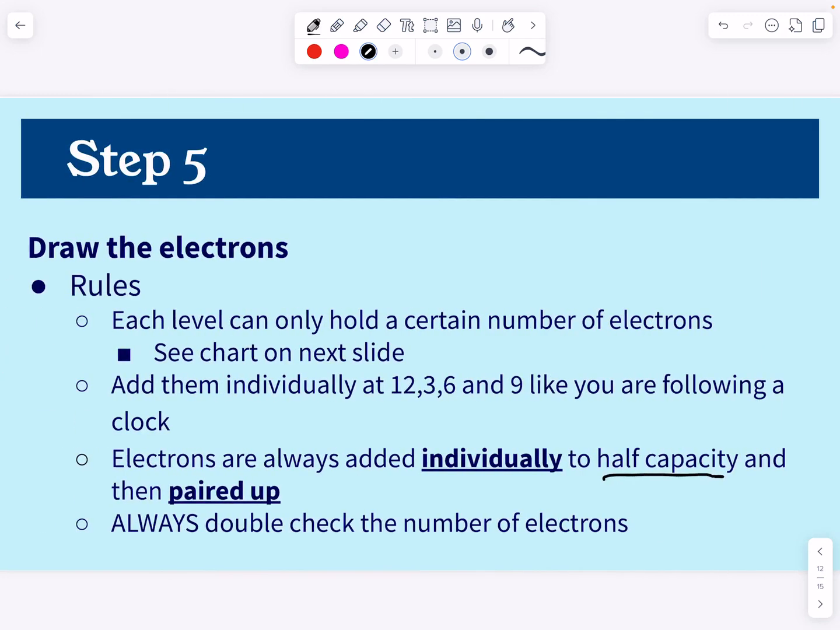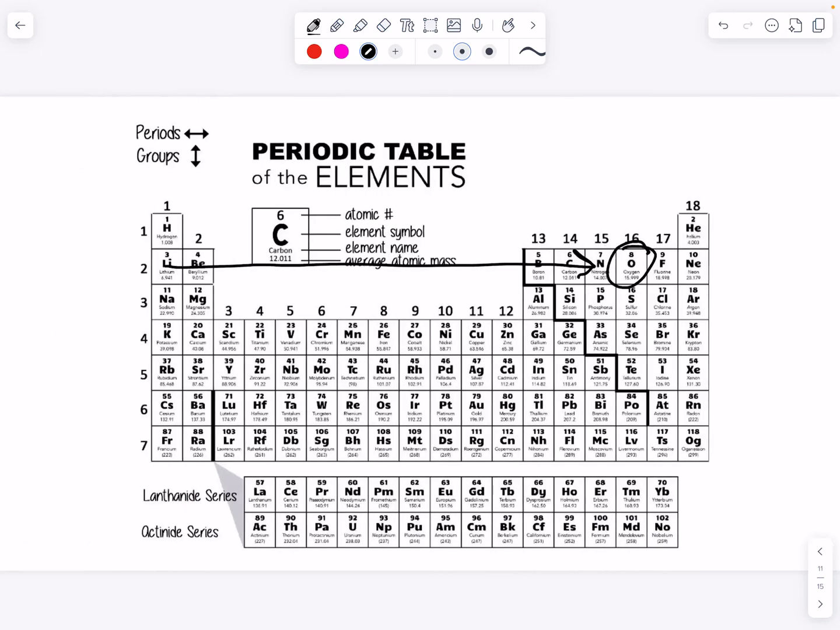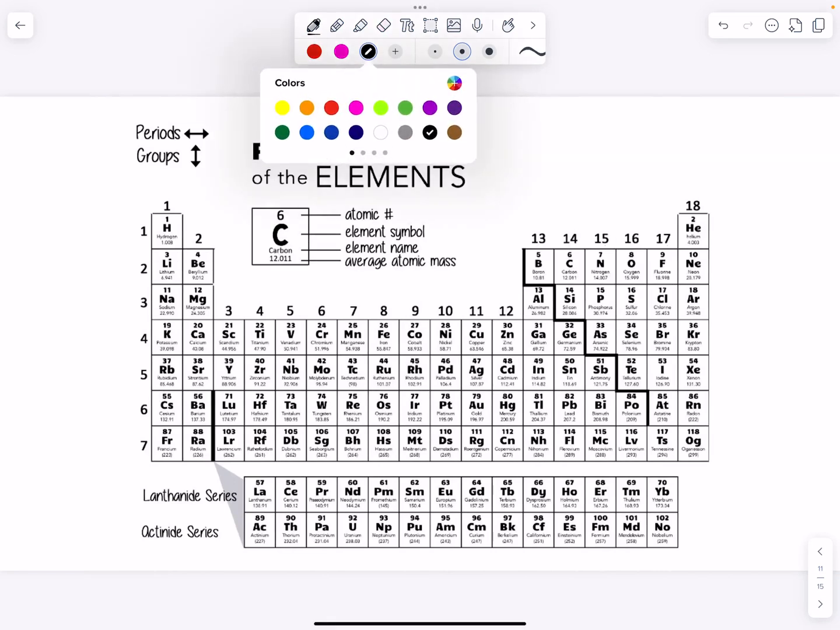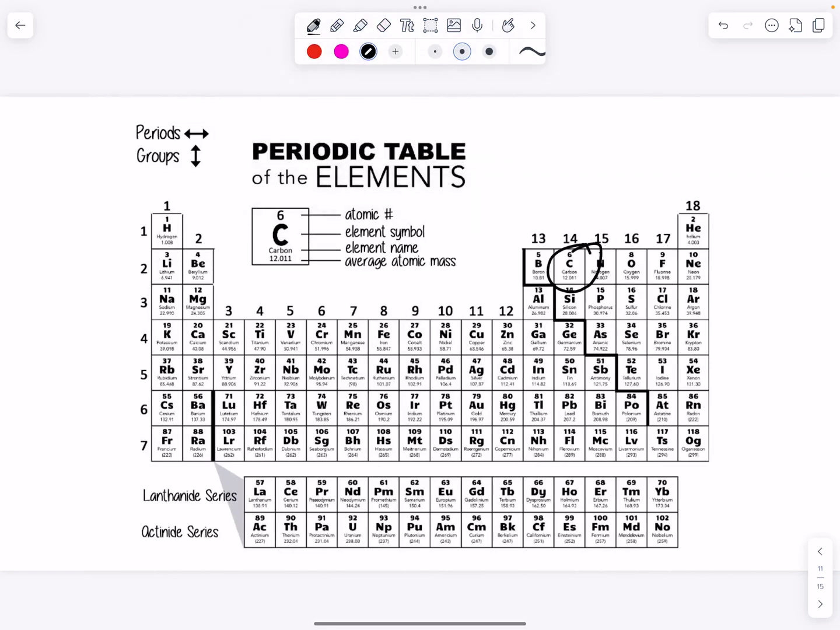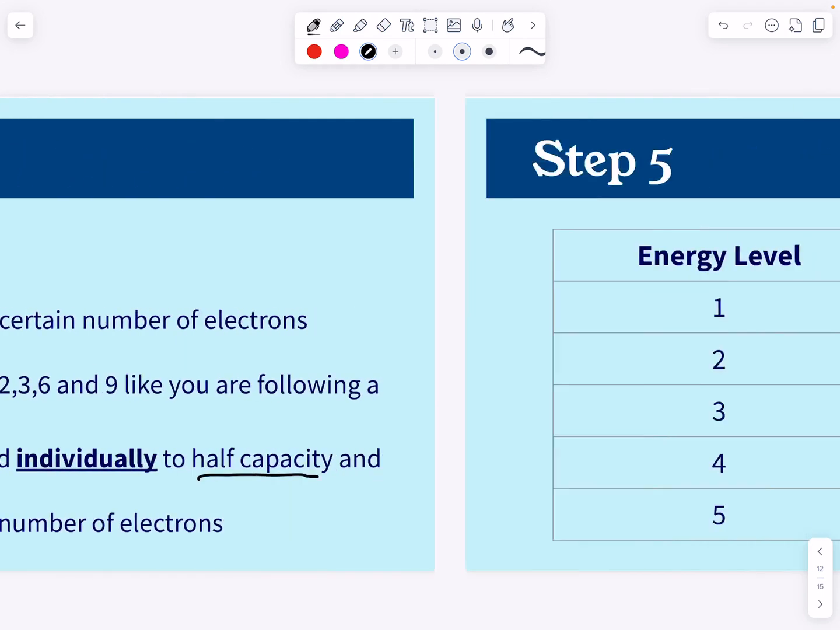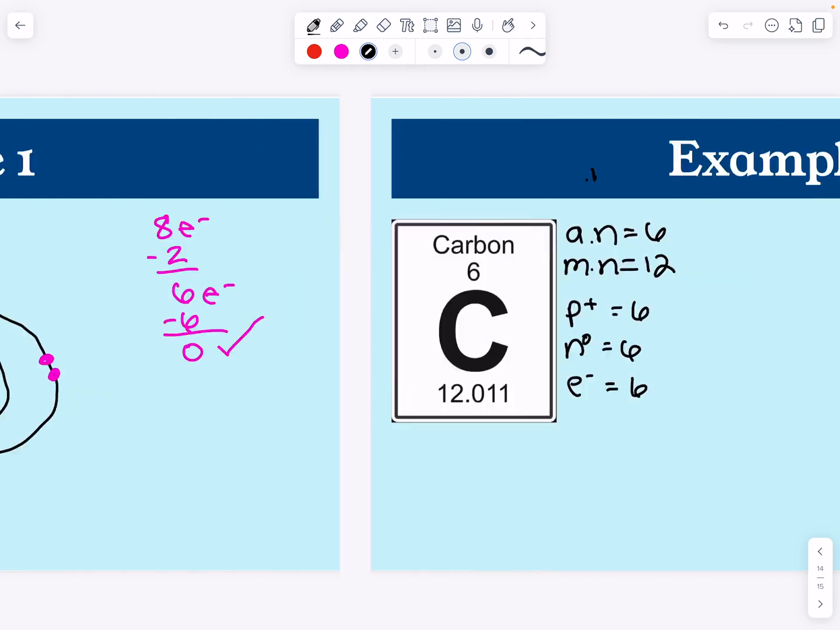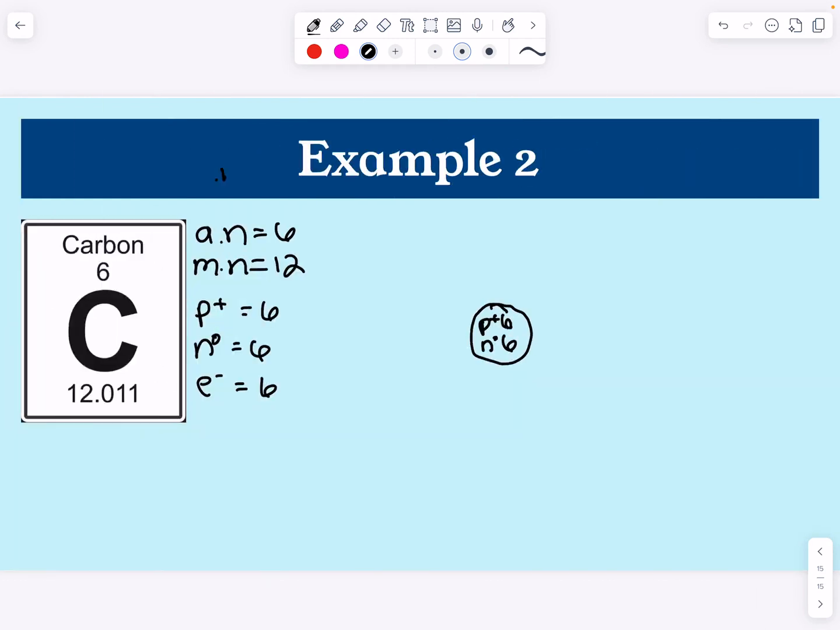So let's see. We have to find carbon. Carbon is right here. It is also in the second row, which means we're going to draw 2 circles around it. So we're going to come back to our example. Draw 2 circles. And then our next step, we're going to add the electrons.